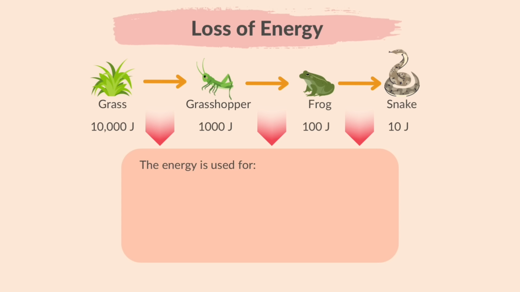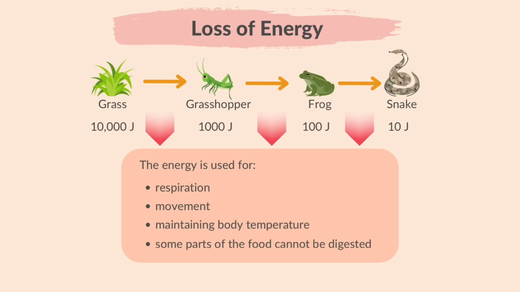This is because the energy is used for respiration, movement, maintaining body temperature, and some parts of the food cannot be digested. So the higher the trophic level, the less energy is available to them. This is why the transfer of energy from one trophic level to another is often not efficient.